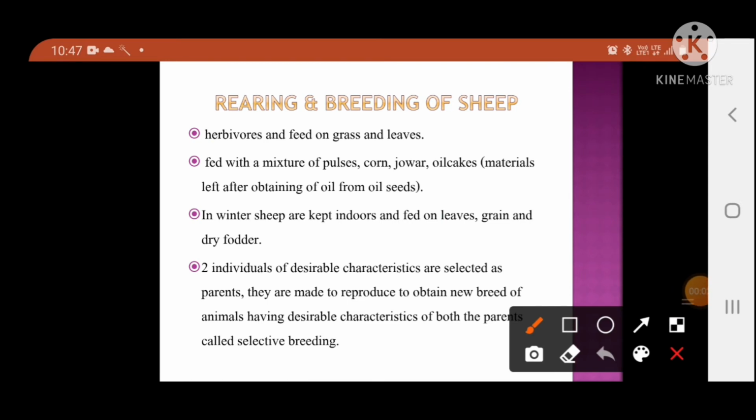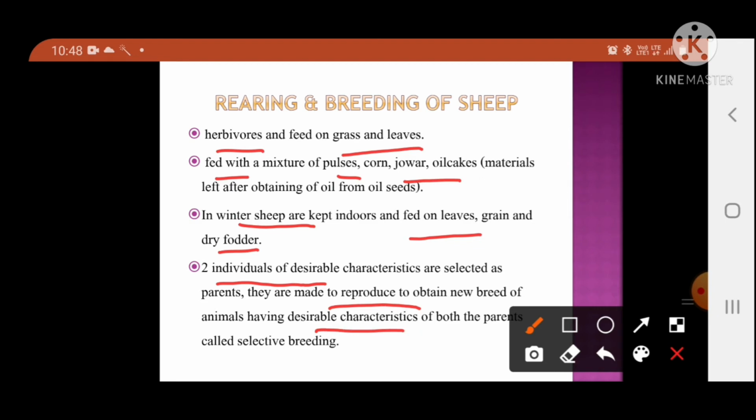You must have seen shepherds taking their herds of sheep for grazing. Sheep are herbivores and they feed on grass and leaves. They are also fed with a mixture of pulses, corn, jowar, oil cakes. In winter, they are kept indoors and fed on leaves, grain and dry fodder. Two individuals of desirable characteristics are selected as parents and made to reproduce to obtain a new breed of animals having desirable characteristics of both the parents, and such an activity is called selective breeding.